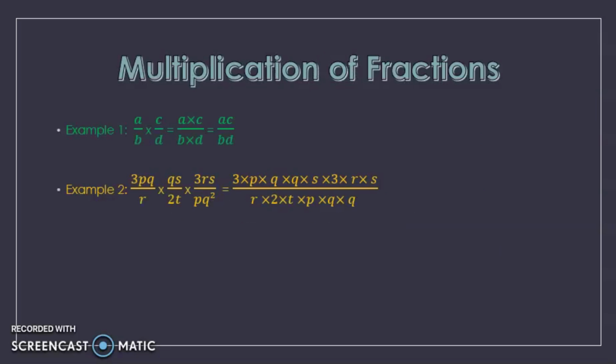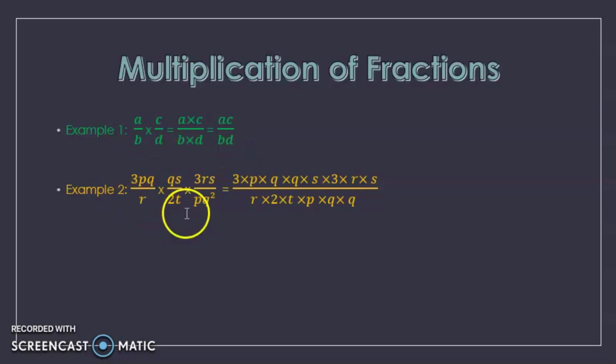Now, as with ordinary arithmetic fractions, numerators can be multiplied together, as can the denominators, in order to form a single fraction. So for instance, a over b multiplied by c over d is multiplied across: a times c, b times d, equals ac over bd.